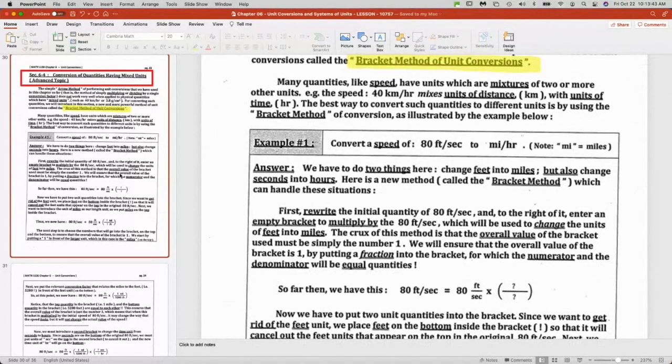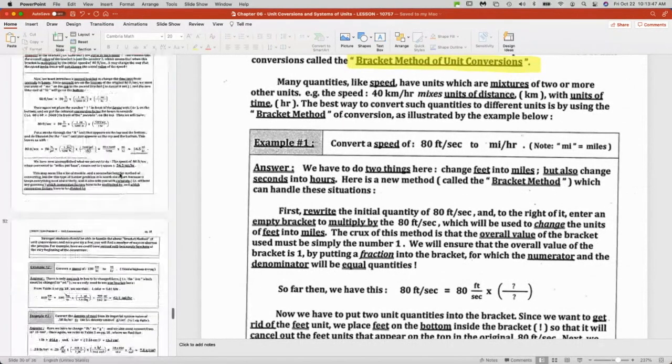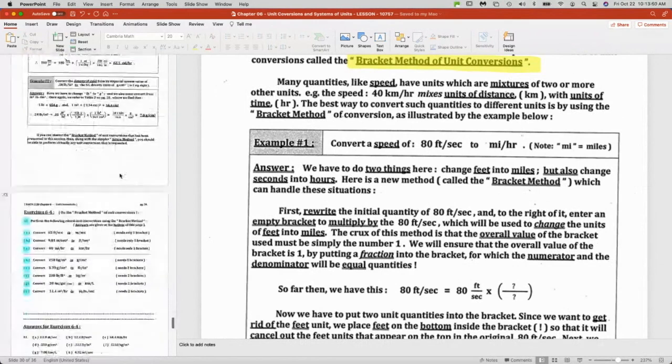There are some very well written examples. I was actually the person that typed this all up, so that's exciting.